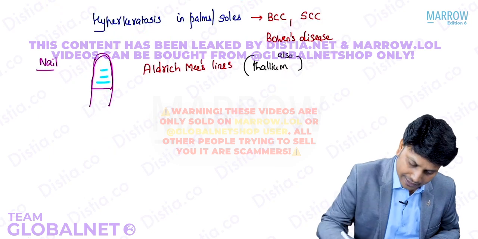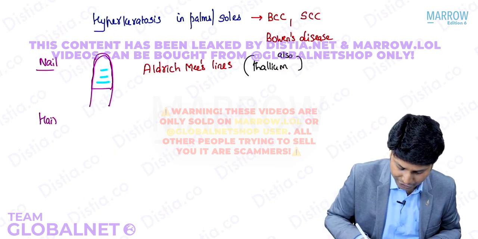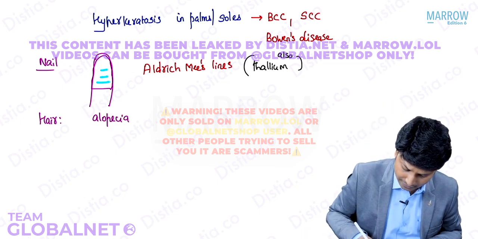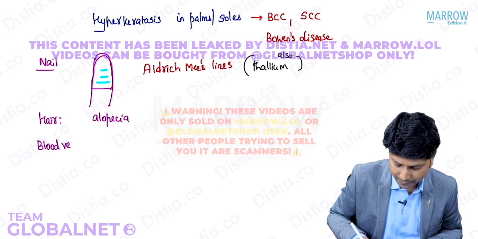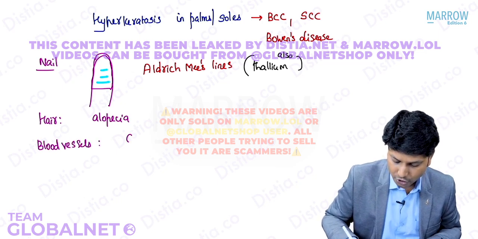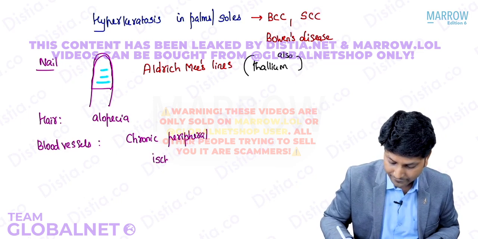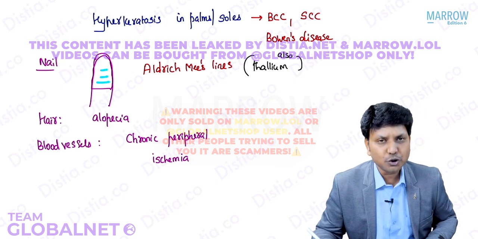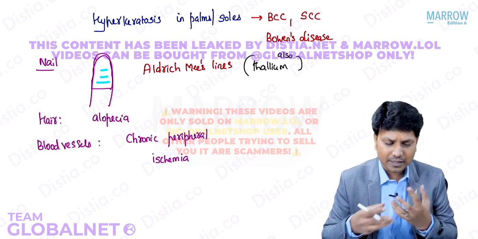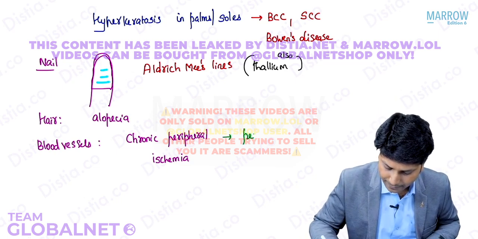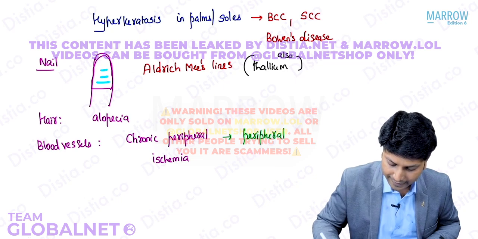Look at the hair. The patient will have alopecia. And when you look at the blood vessels, the patient will present with chronic peripheral ischemia. It is affecting the blood vessels, and the peripheries will be affected. You know very well, when blood supply is not given to the peripheries, the resultant condition is gangrene. So the patient will present with peripheral gangrene.